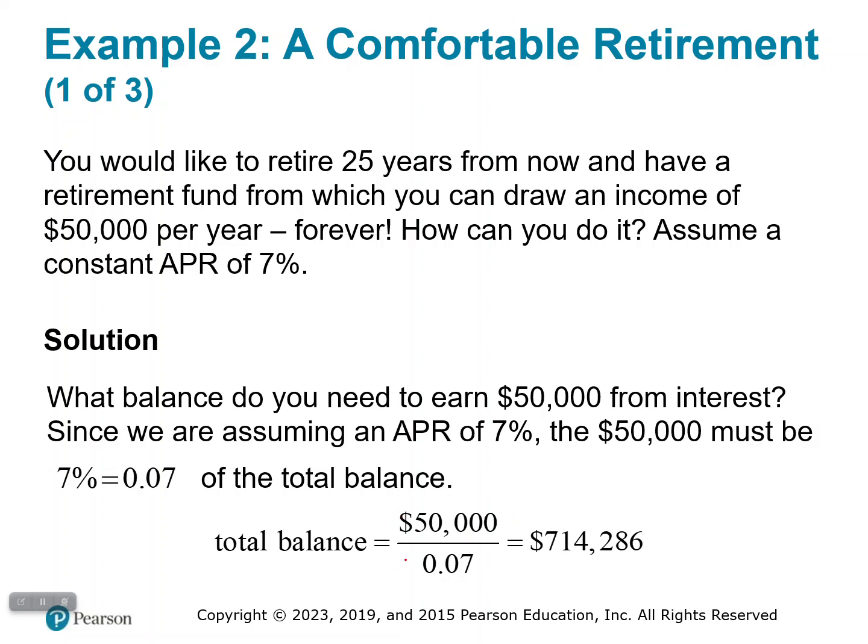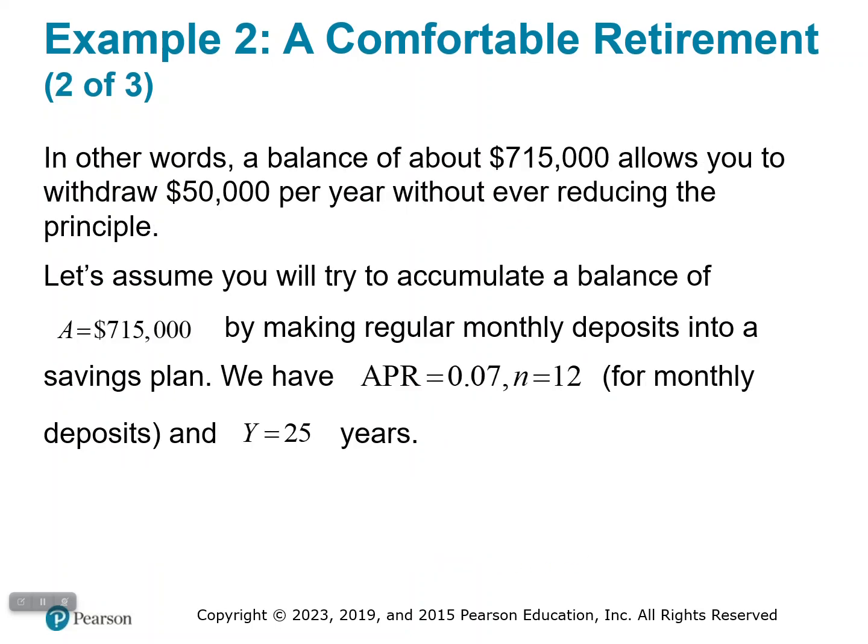that it's being paid out at 7%. So I want, because this goes on forever, I never want that to go away. I want $50,000 to always be the amount of the interest that I always get paid to me. And if $50,000 is 7% of something, it's 7% of $714,286. In other words, if you have a balance of about $715,000, you could withdraw $50,000 per year and never touch the principal because that $50,000 is all interest.